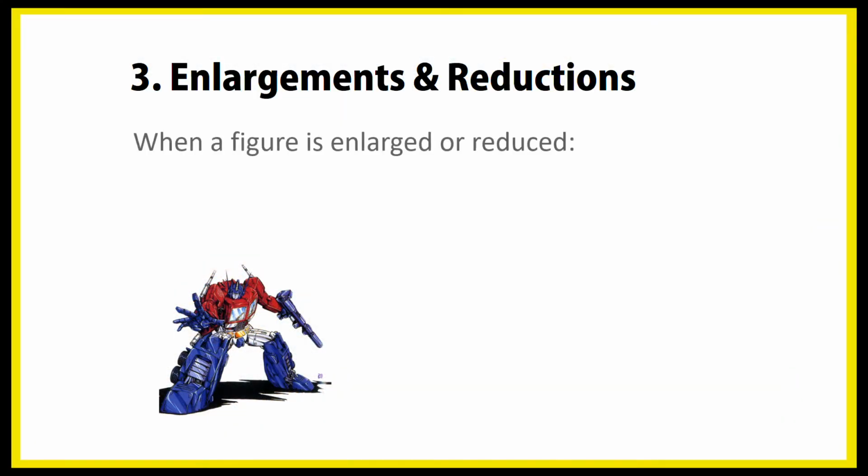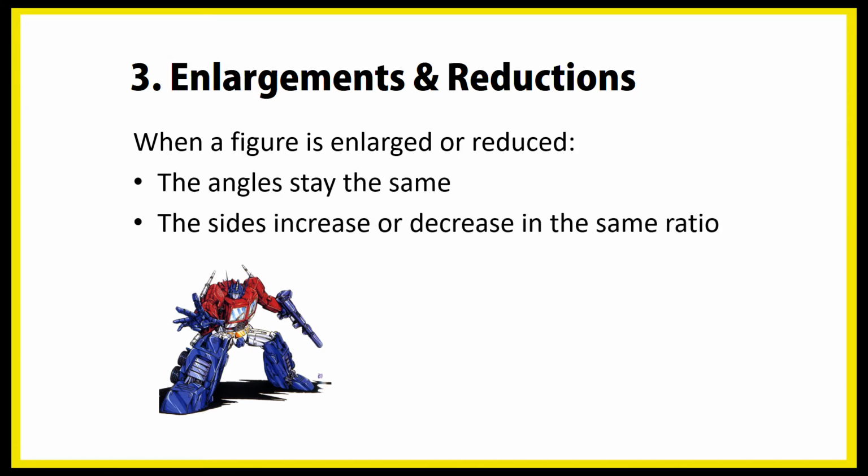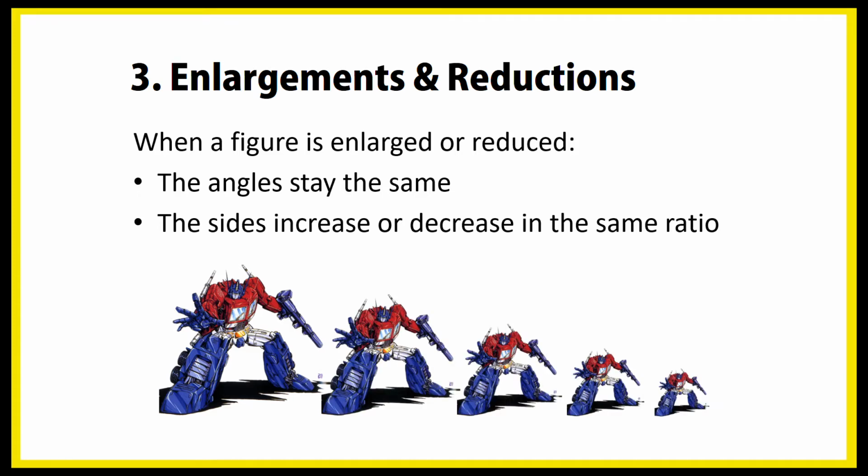Okay, so with an enlargement, it's basically if you take a shape and you make it bigger or you make it smaller, so you reduce it or you enlarge it. The angles in the shape stay the same, but the sides will increase in the same ratio. So for example, they'll all be multiplied by 3 or they'll all be divided by 3. So that's kind of what enlargement and reduction is.